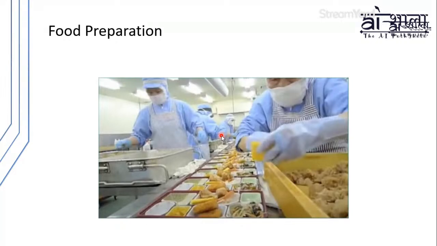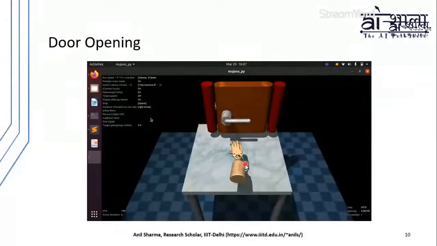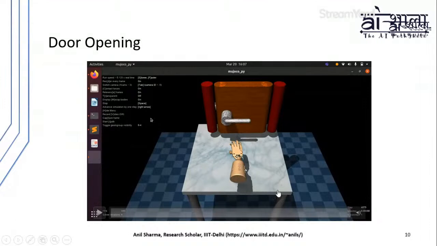There are various challenges here, and many top companies, for example Moley Robotics, are working on this. They have released a video where two robotic arms collaborate with each other and cook some stuff. Another application: let's say you have a robotic hand, how can you train it to open a door, right? Let's just see this video.